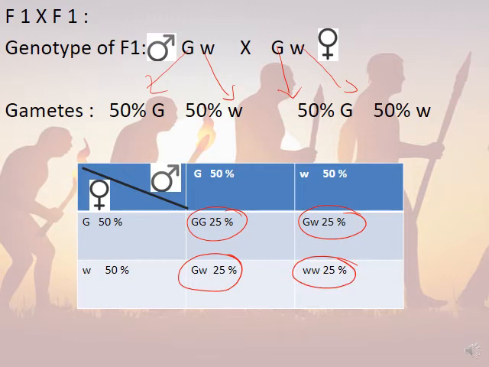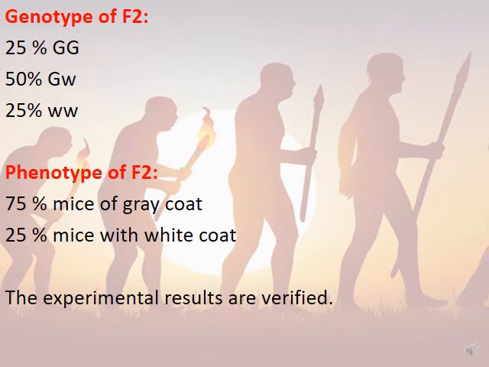So the final result will be, as we said before, 75%. This will give gray. Also, this will give gray. And also, this will give gray. So 25 plus 25, 50 plus 25: it will give 75% gray, and only 25% white. So 25% GG, 50% GW, and 25% WW. So the phenotype of the F2: 75% mice with gray coat and 25% mice with white coat. So the results are verified according to the document.